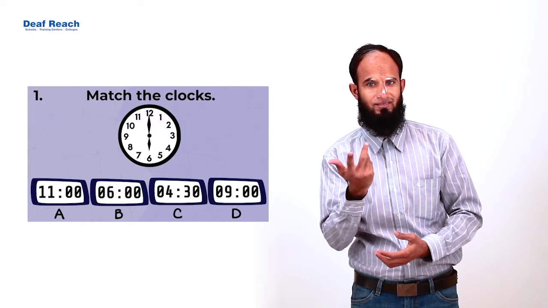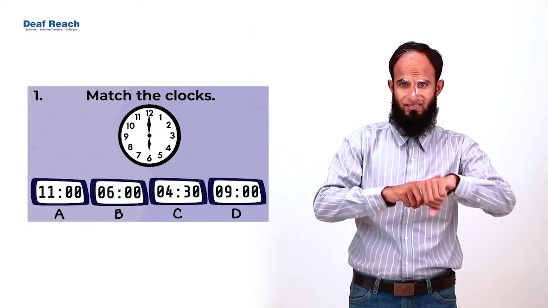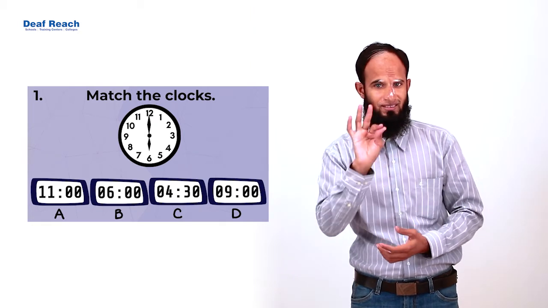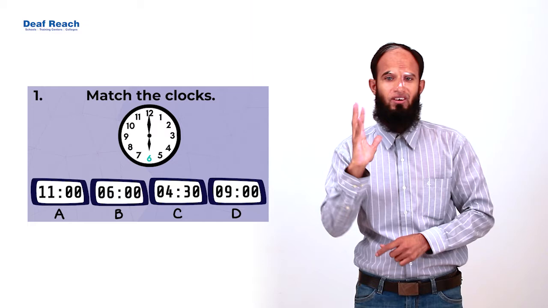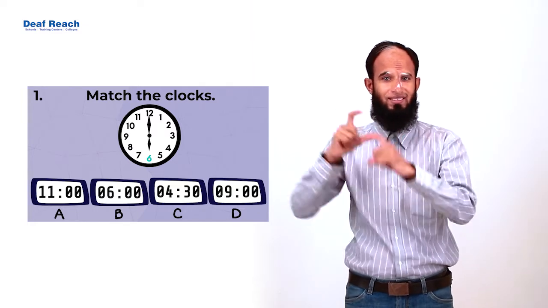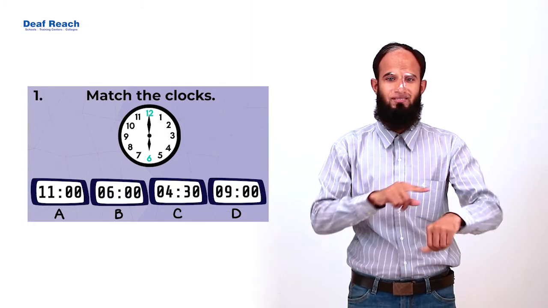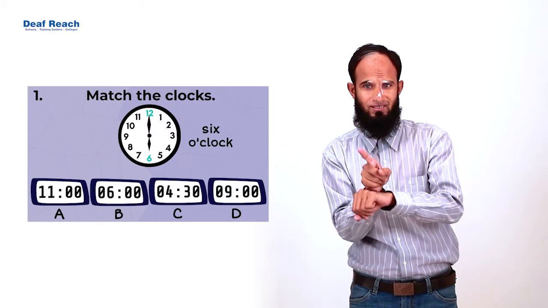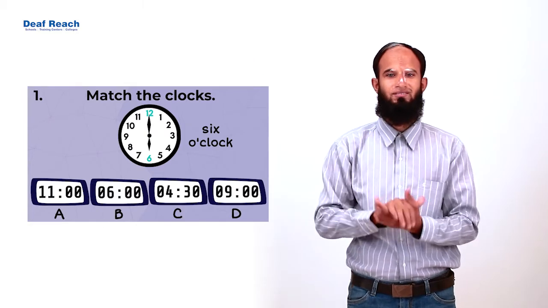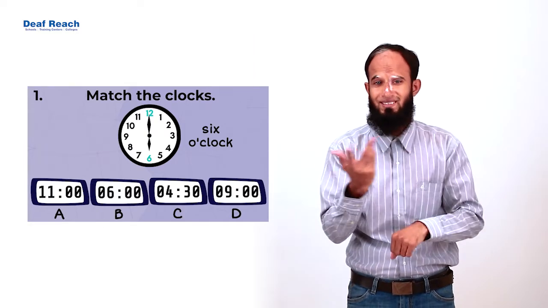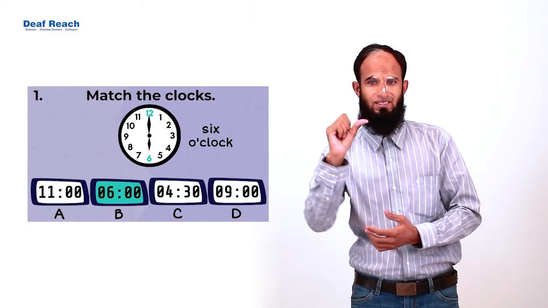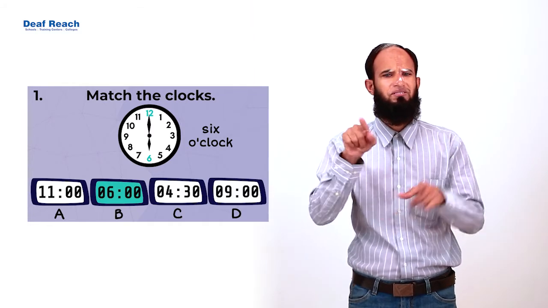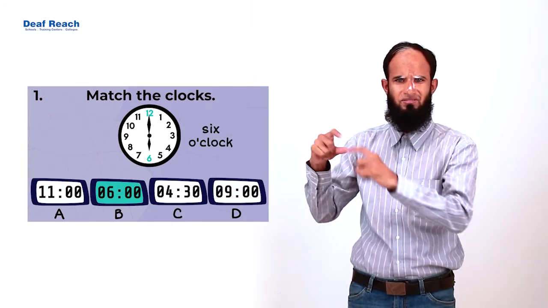Let's test our time-telling skills by choosing the correct digital clock that matches the analog clock. The hour hand is pointed at 6, and the minute hand is pointed at 12. So the time is 6 o'clock. This is the same as digital clock B.